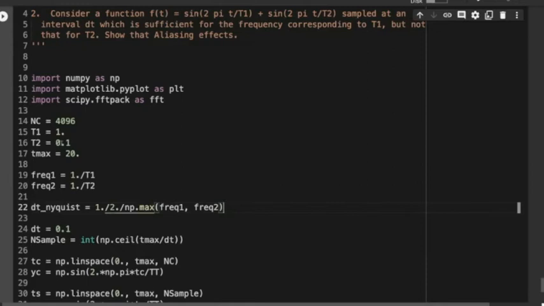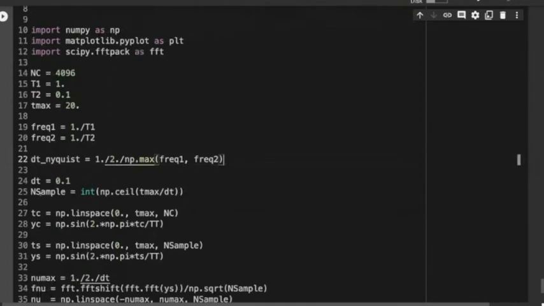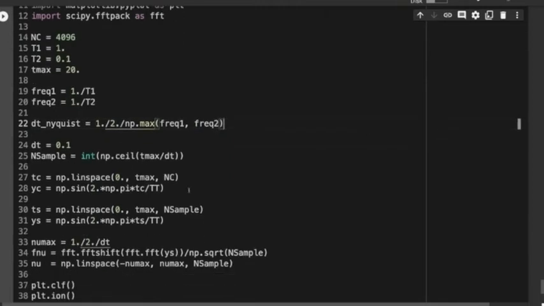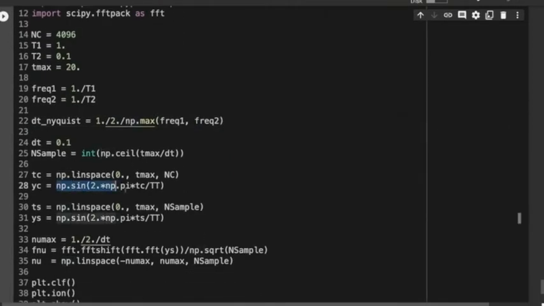What if we choose dt equals 1 by 10, which is 0.1? Well, if I choose dt equals 1 by 10, obviously T1, which is 1, will work, which we have already seen, but it is much larger. It's twice the Nyquist sampling interval, so it will not work for the second frequency or second time period T2. All right. So we'll see the time period obviously.